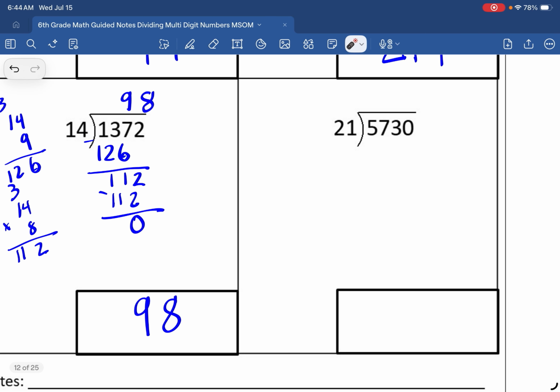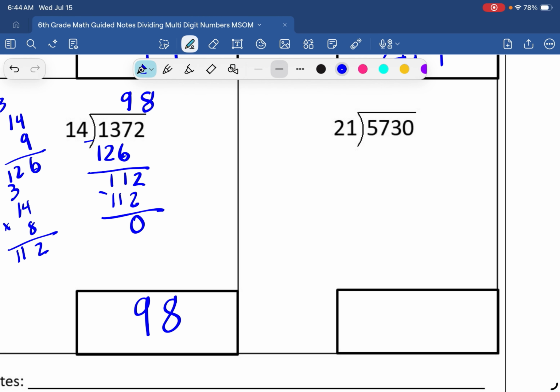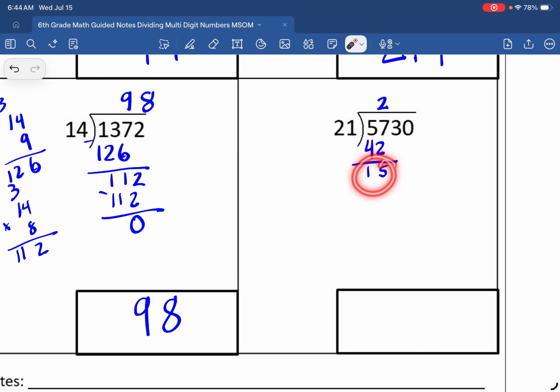Last question, I have 5,730 divided by 21. 21 will not go into 5, but 21 will go into 57. I know 21 doubled is 42, and I think that's what it's going to be. So 21 doubled is 42, so we'll write that down. Subtract, I get 15. 15 is less than 21.